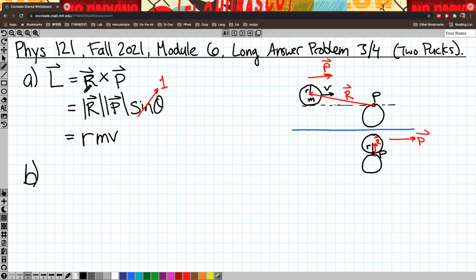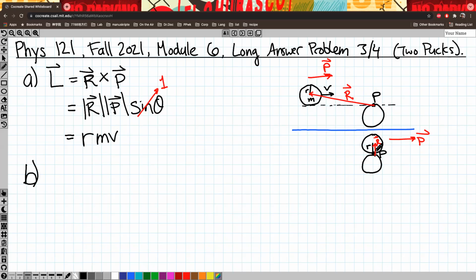Wait, wouldn't the center of mass be where point P is? Yeah, so when the two pucks collide, like in this diagram, for example, is that what you mean? Like you're talking about this diagram? Yeah. Yeah, the center of mass is at P. So do you know the moment of inertia of two disks around a point P?